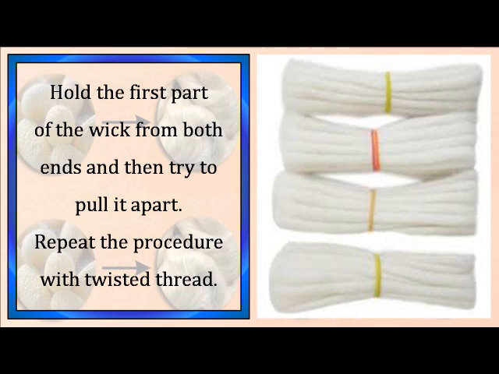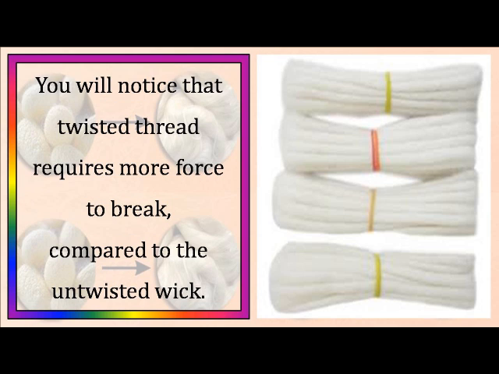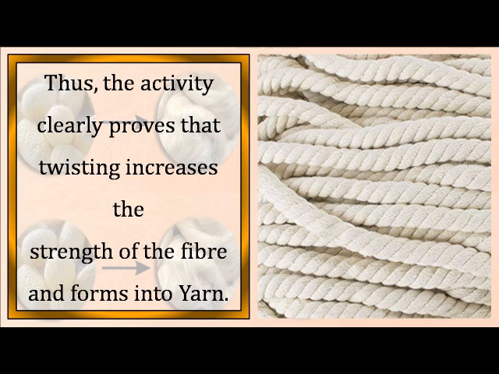Hold the first part of the wick from both ends and then try to pull it apart. Repeat the procedure with twisted thread. You will notice that twisted thread requires more force to break compared to the untwisted wick. Thus, the activity clearly proves that twisting increases the strength of the fiber and forms into yarn.